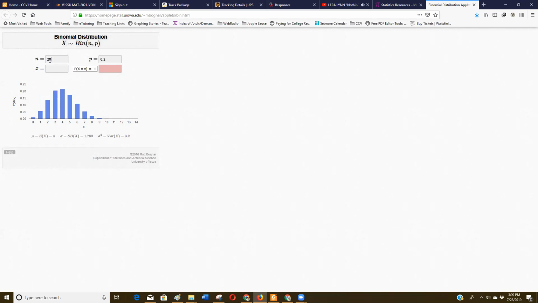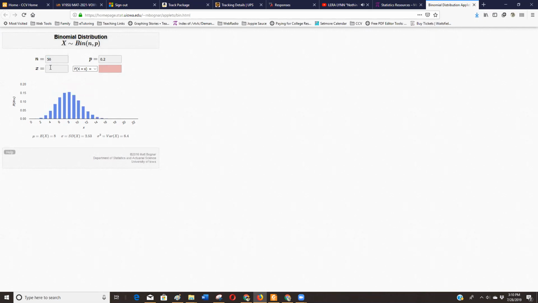So what about 30? That's better, more normal, but still not great. And 30 times 0.2 is 6. What if we do 40? I hope you see where we're going with this. It'll get better, but it's still skewed. 0.2 times 40 is 8.